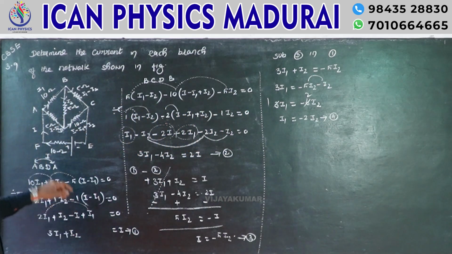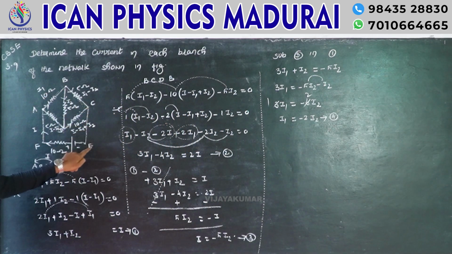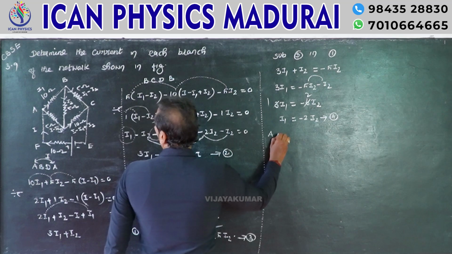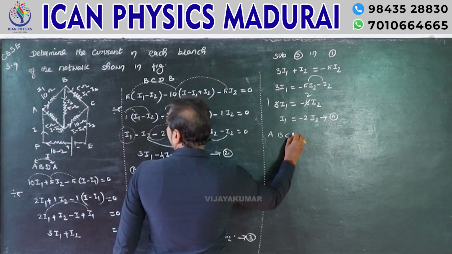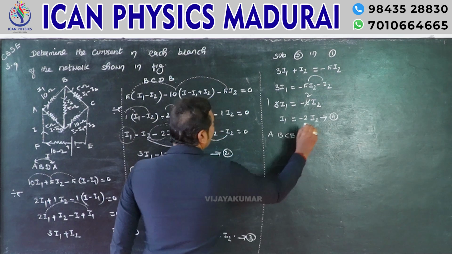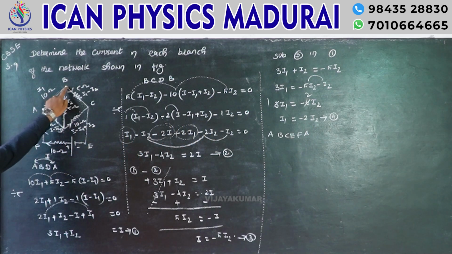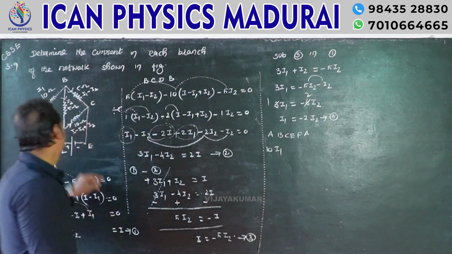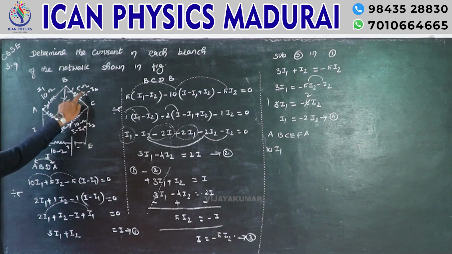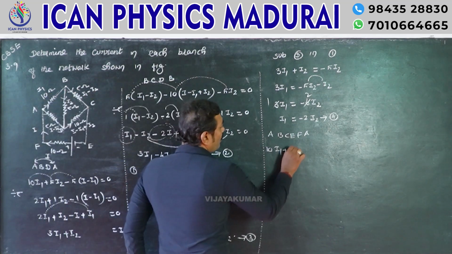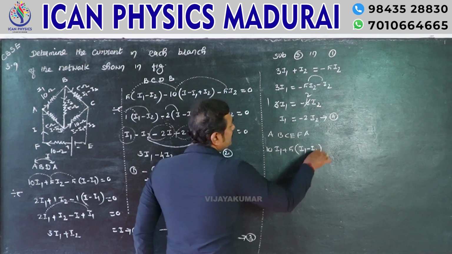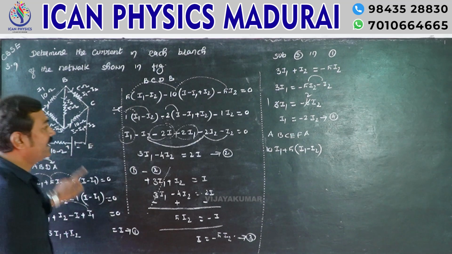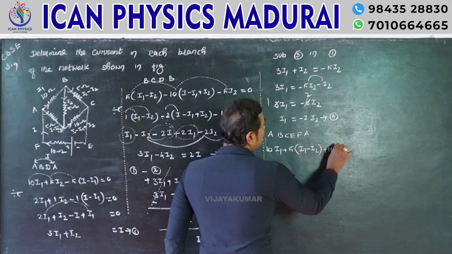Okay. So now I am going for A, B, C, E, F, A in that closed circle. So A to B, 10 into I1. So 10 I1. B to C, 5 into I1 minus I2. So 5 into I1 minus I2. Now E to F, 10 into I. So plus 10 I.